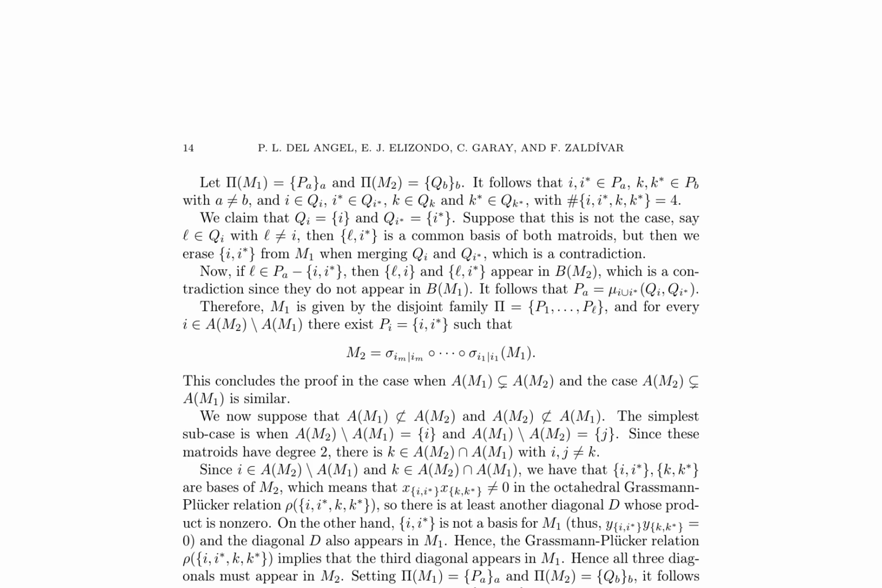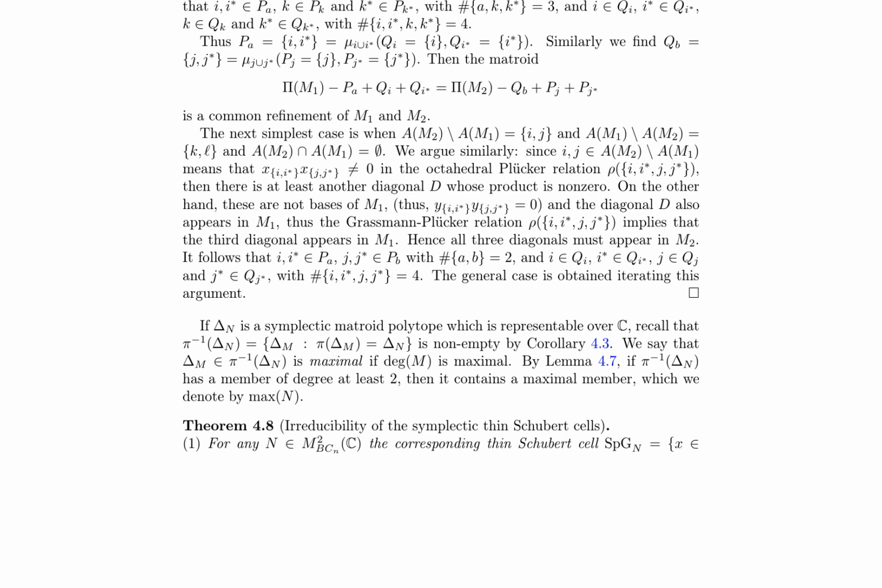The study also delves into symplectic matroid polytopes, particularly the set pi inverse of increment n, which comprises all matroids with a given symplectic matroid polytope image under the projection map pi. The paper concludes with a theorem on the irreducibility of symplectic thin Schubert cells, outlining a condition for the existence of a maximal member in pi inverse of increment n.